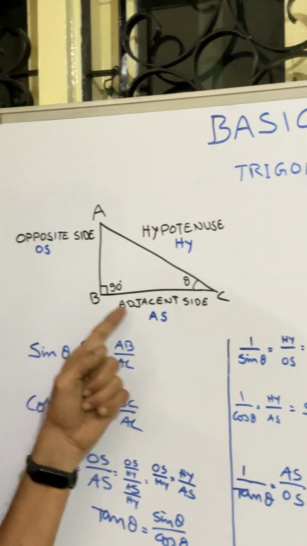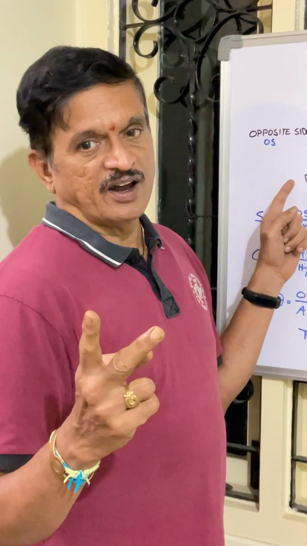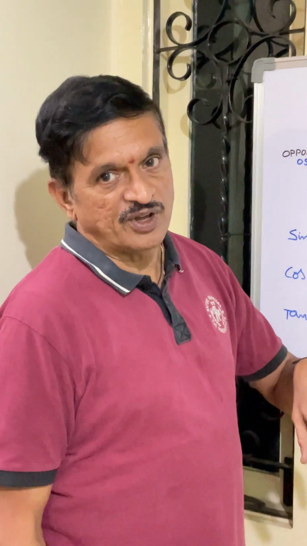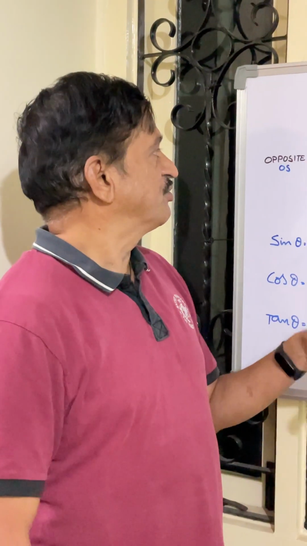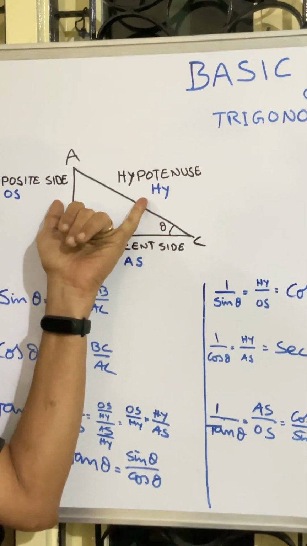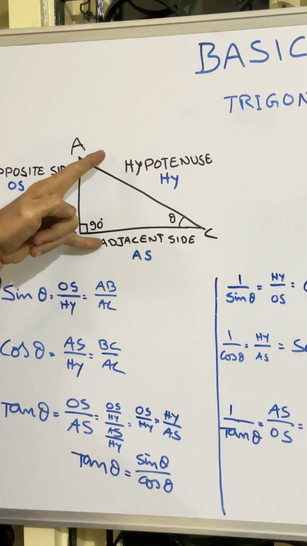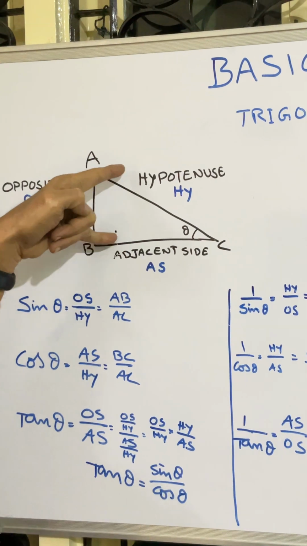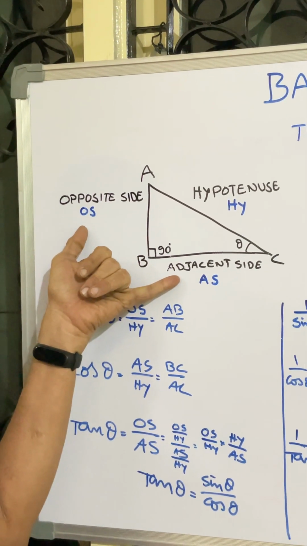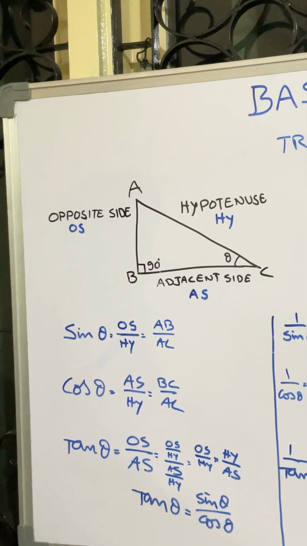Out of these three sides, we are taking two sides and taking their ratios. It is possible in three combinations. First one, opposite side by hypotenuse. Second, adjacent side by hypotenuse. Third, opposite side by adjacent side. These three combinations we will discuss.